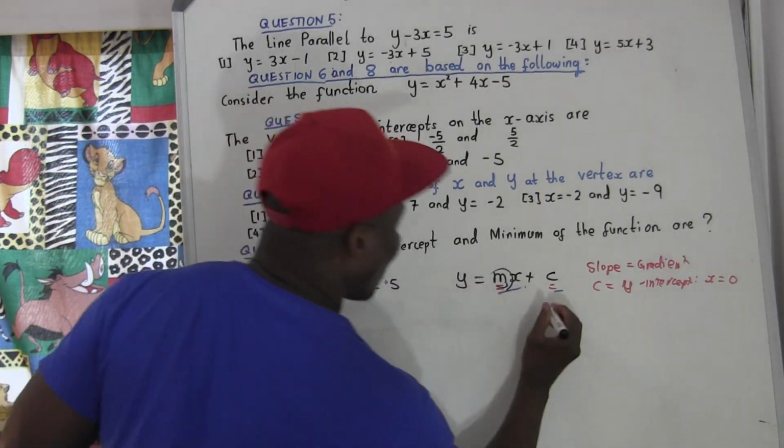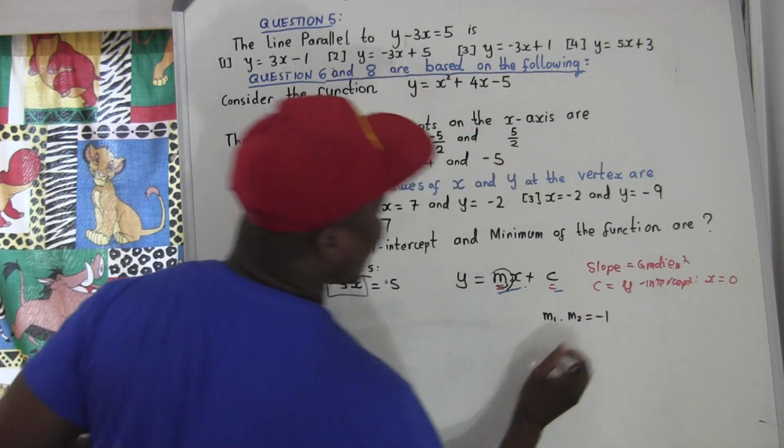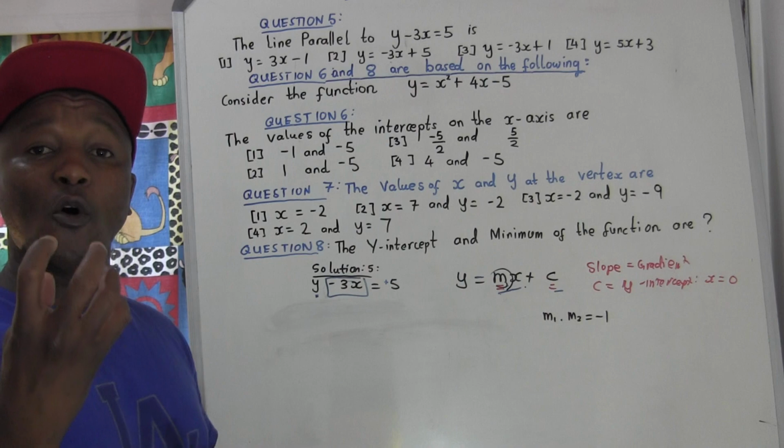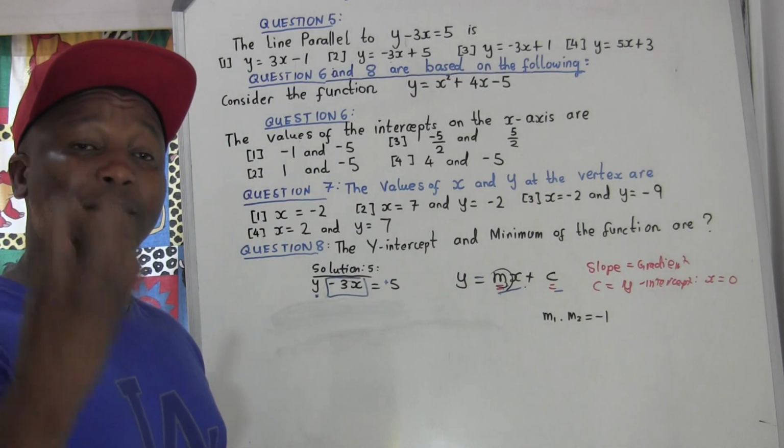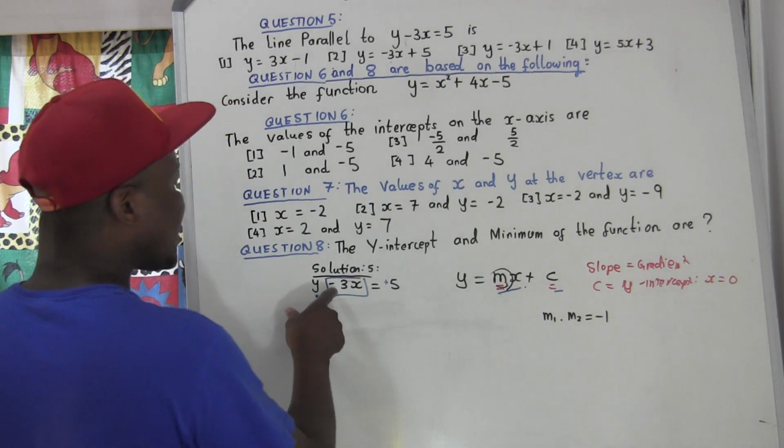When two lines are perpendicular, it means if you take the slope of line 1 and multiply it by the slope of line 2, it always gives you negative 1. Then you know these two lines are perpendicular to each other. For example, we know the slope of this line.